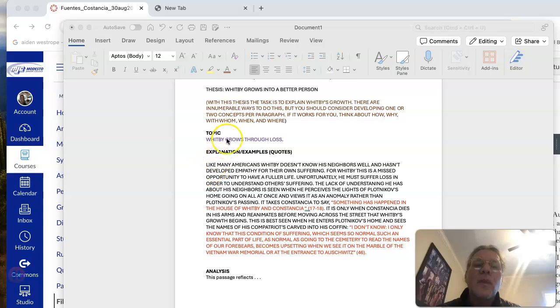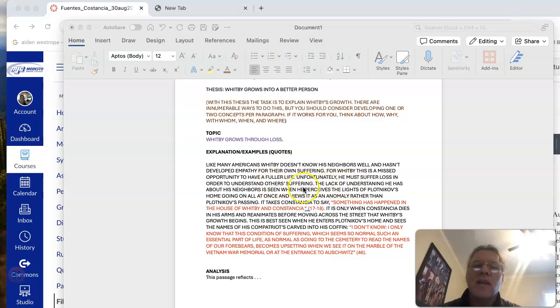So, as I follow this topic sentence, I say, like many Americans, Whitby doesn't know his neighbors well and hasn't developed empathy for their own suffering. For Whitby, this is a missed opportunity to have a fuller life. Unfortunately, he must suffer loss in order to understand others' suffering.